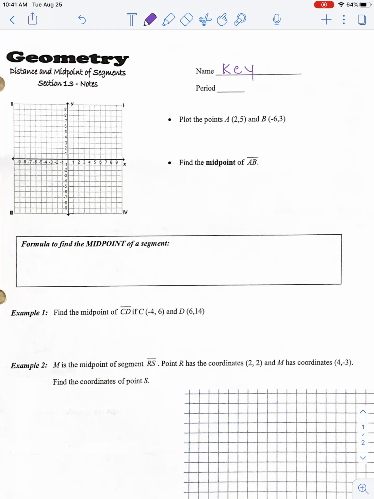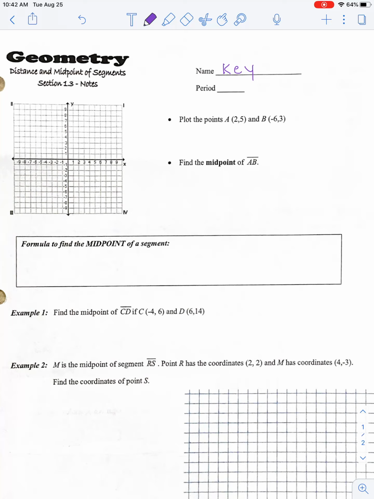All right, hi guys. Today we're doing distance and midpoint of segments, which is section 1.3 or third round of notes. So today we're going to learn a couple different ways to solve these problems. I'm going to show you how I do it. If you don't want to do it the way I do it, that's completely fine. You can use other methods as well. I'm going to show you every possible method.